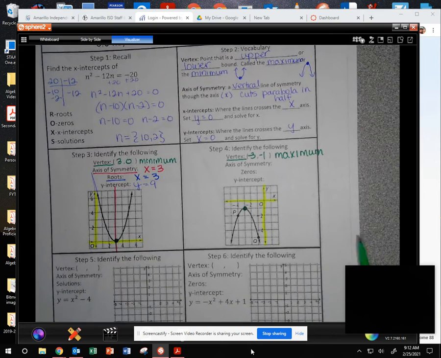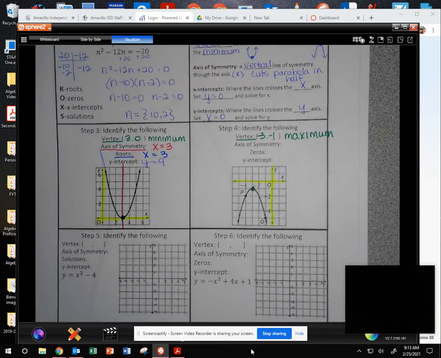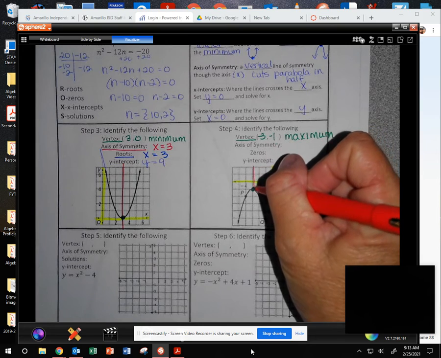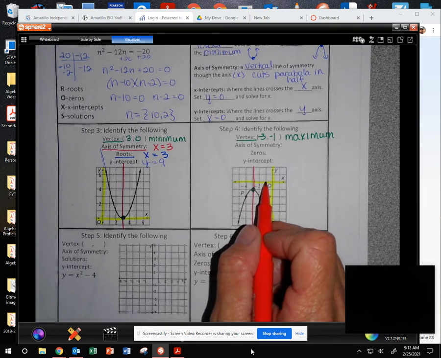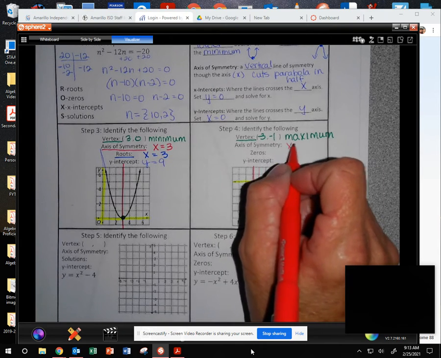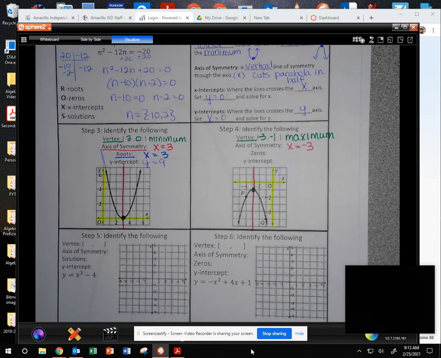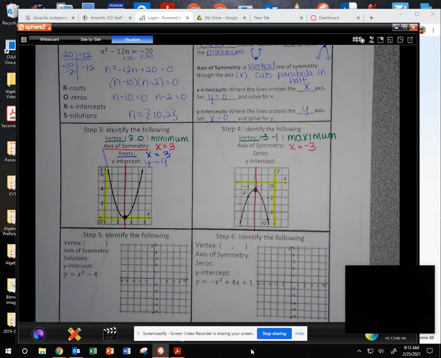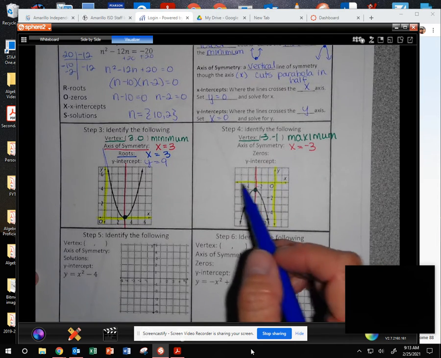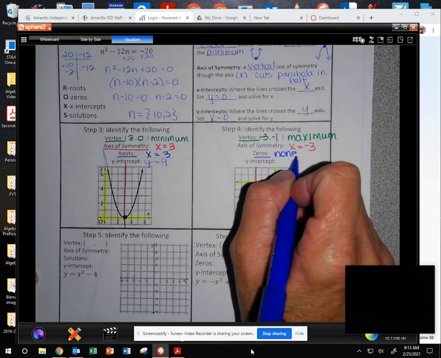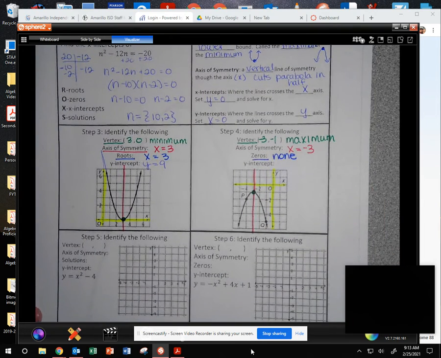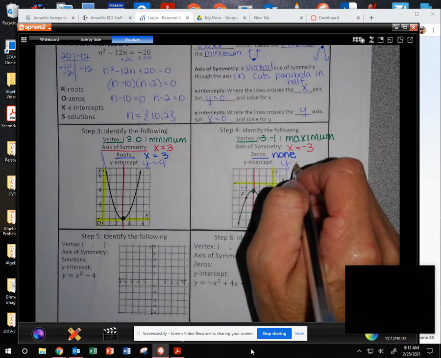My axis of symmetry is the line that cuts the parabola in half. It would be right here. Where is this line located? At negative 3, so x equals negative 3. Are there any zeros on here? Does this parabola intersect the x-axis? No, it does not, so I would just put there are none. On this one, if you were to graph it and see the whole picture, my y-intercept would be at negative 10.